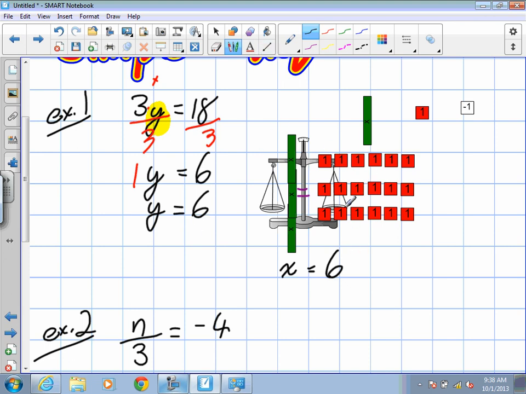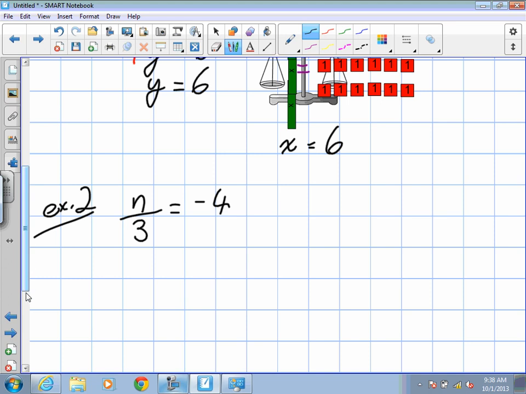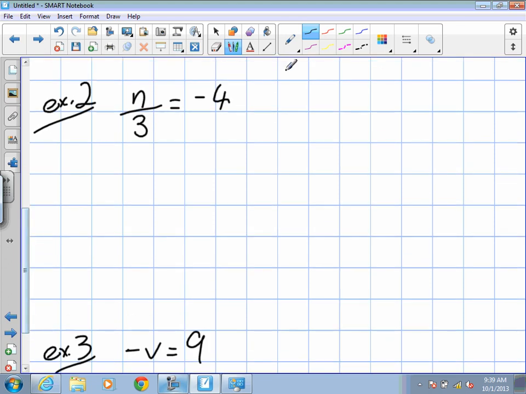Okay? Now, in the second example, we're going to go through 2 methods again, just like we did before. In this method, I have n. And what operation is this fraction? Divided by. Okay? This means divided by. So n divided by 3. Okay? In order to create a 1, what's the opposite operation of division? Multiplication. So I need to multiply both sides of the equation by 3.